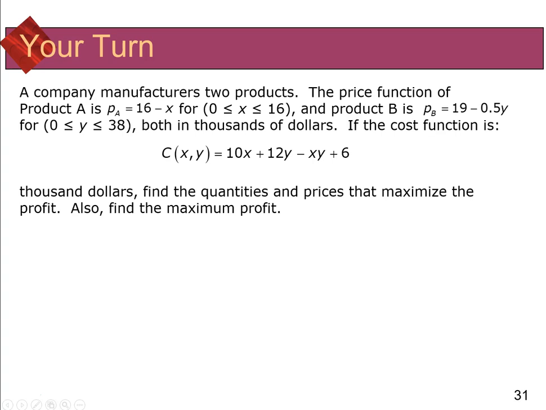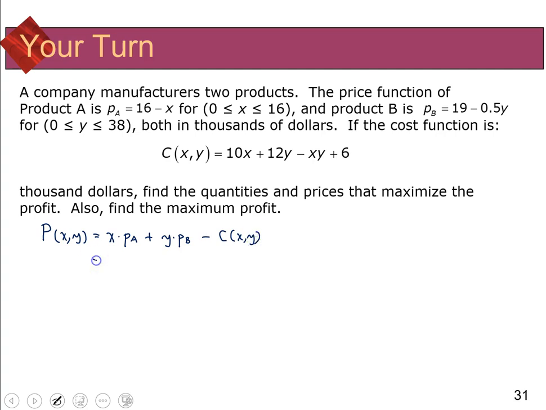Well, the first thing I have to do to answer this question is figure out what the profit function is going to be. So I'm going to make the profit function. First, I'm going to have the revenue I get from product A. That's going to be X times P of A, where I'm doing the quantity times the price, plus Y times P sub B, and I'm going to subtract away the cost function, C of X, comma Y.